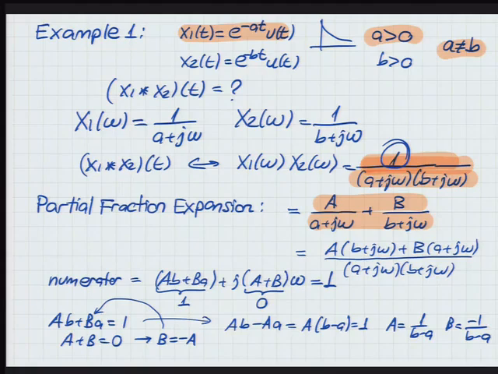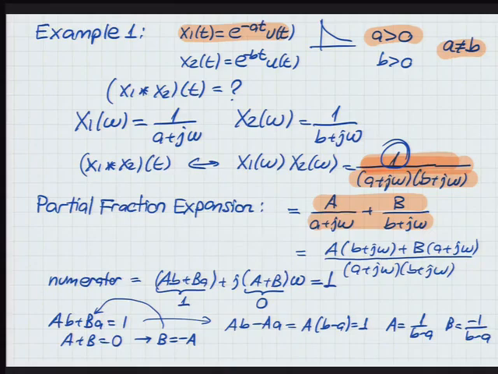So the problem here, of course, is if a and b are the same, the product I'm looking at is 1 over (a plus j omega) squared, right? How can I possibly write it as something by a plus j omega and something else by a plus j omega? Those two things will look the same, right? So I can't write something squared as the coefficient times something, right? So that's why the a equal to b case failed. At least you can't do the partial fraction expansion. You can do other things that we'll see later, but the partial fraction expansion will not work.